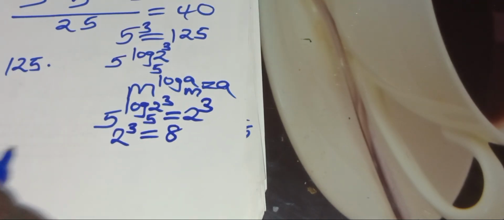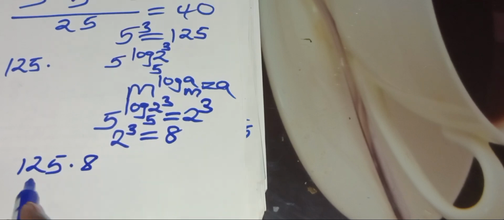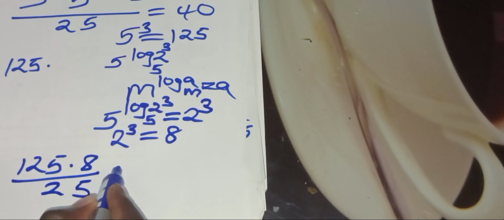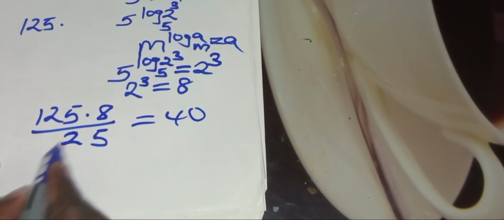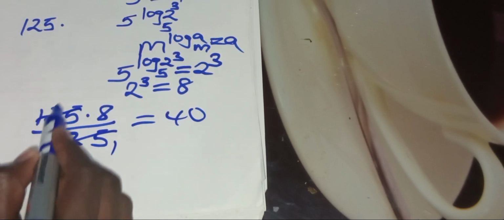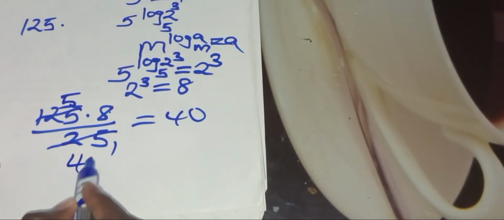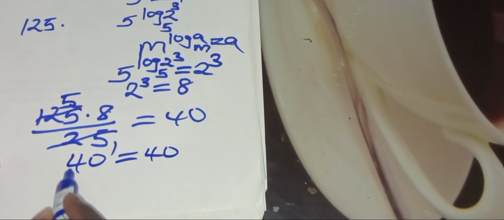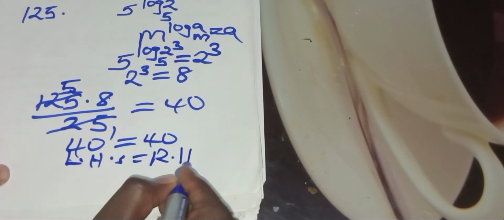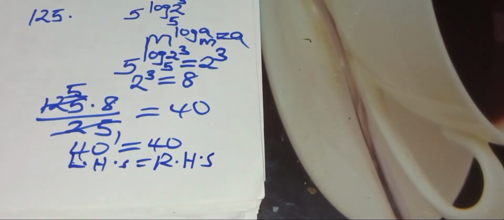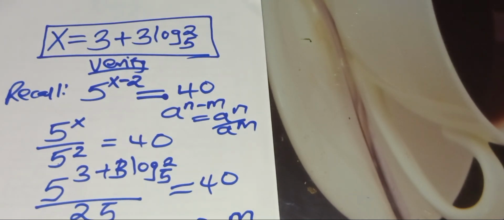Now let's substitute this. You'll have 125 multiplied by 8 divided by 25. This should give us a value of 40. Now from what we have here, if you simplify 25 and 125, this is 5. Okay, so you have 5 times 8, which is equal to 40, and that means that the left hand side is equal to the right hand side. Okay, and that affirms that the value of x, which is 3 plus 3 log 2 to base 5, actually satisfies the equation.